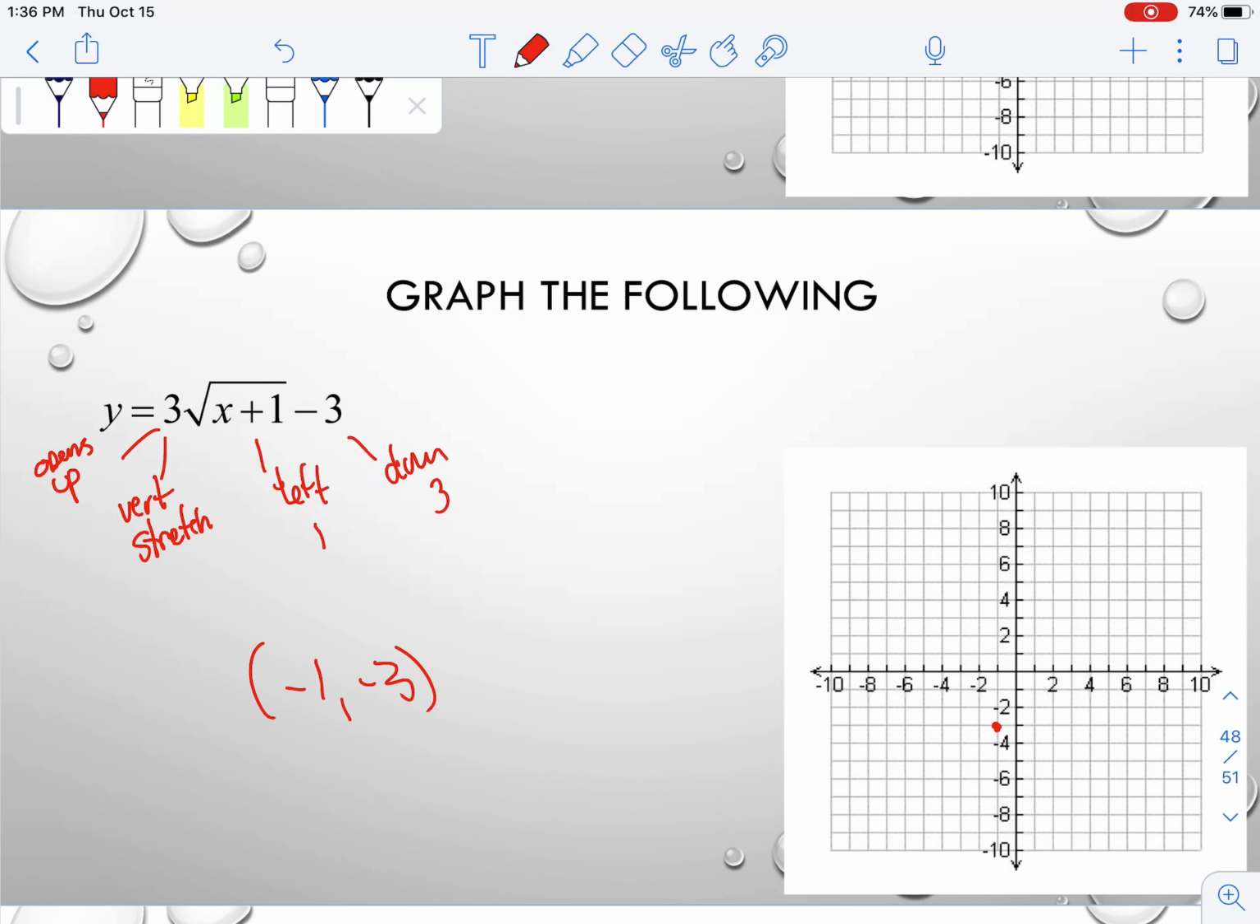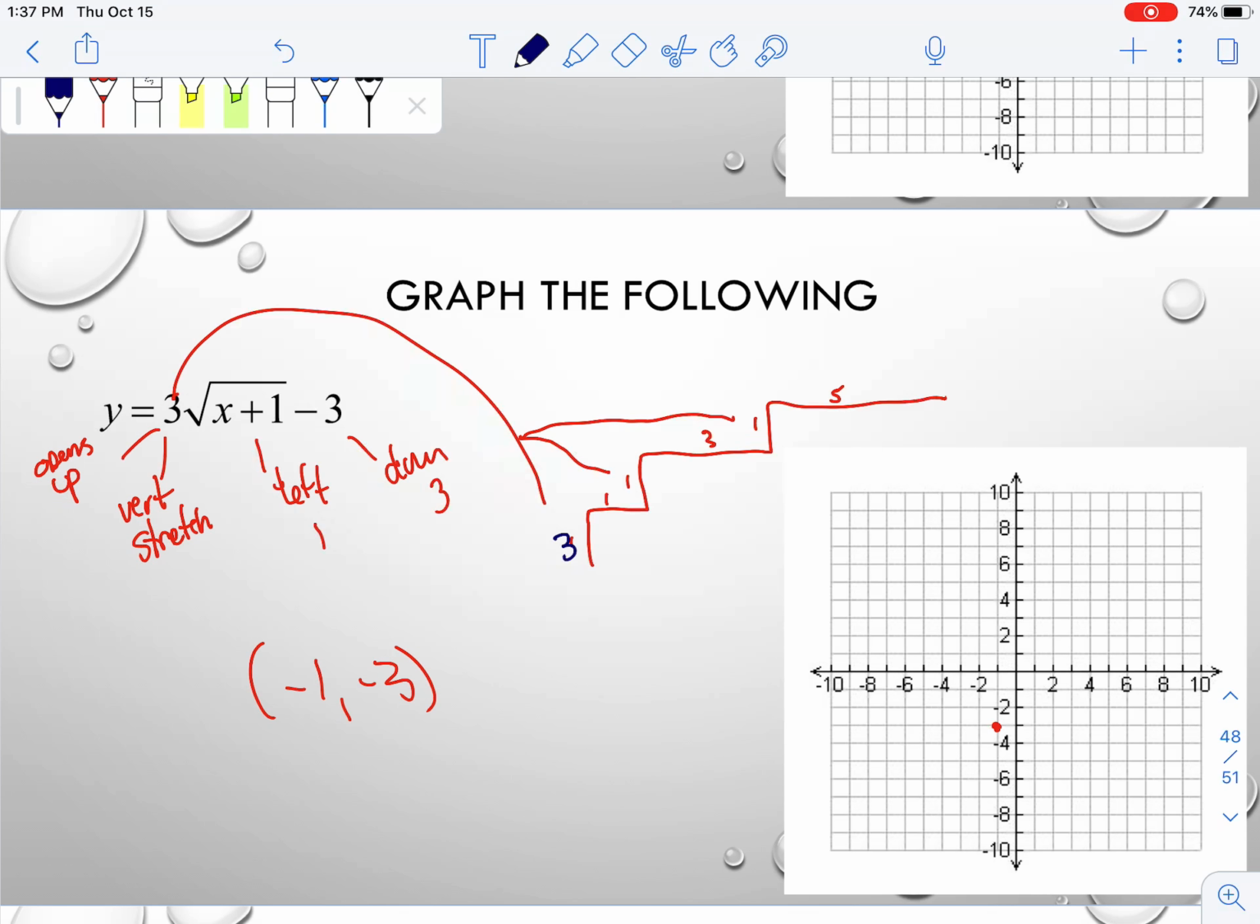So negative 1, negative 3. Remember before, we had this pattern where normally this was 1, and this is 1, 3, 5. Because this A value is 3, I'm going to multiply each of these vertical changes by 3. So now, instead of going up 1, 1 times 3 is 3. So you're going to go up 3 units and over 1. And then up 3 more units and over 3. And up 3 units and over 5.